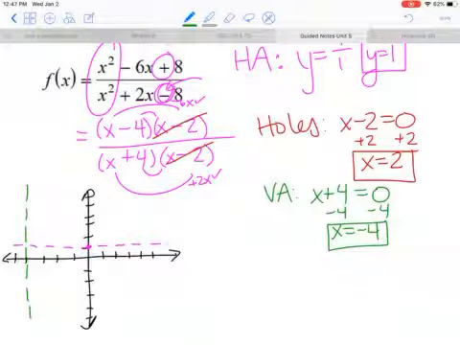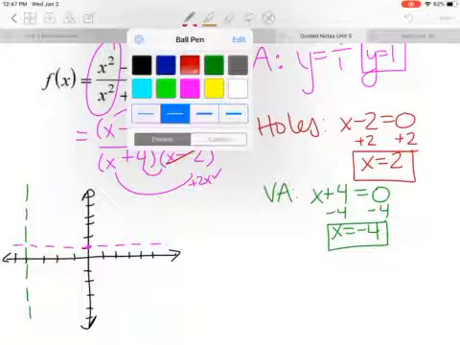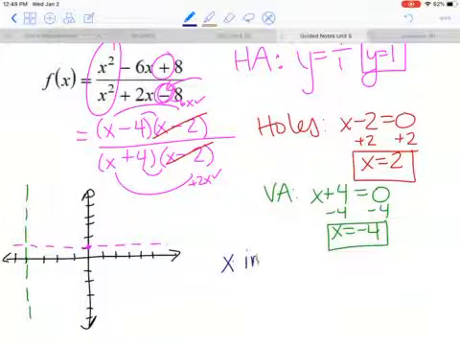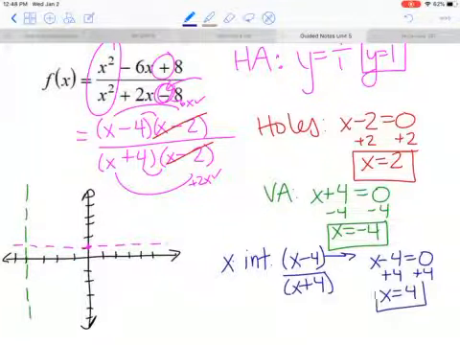Next, we're going to check our x-intercepts. Oops, we already used that color. Let's do blue. So our x-intercept was the numerator. So remember we had x take away 4 and x plus 4. This guy is the x-intercept. Or if we have more than one, that's okay. And we solve to get x alone. Okay, so we get x equals 4, so we know that at 4, so 1, 2, 3, 4, it's going to touch right there.